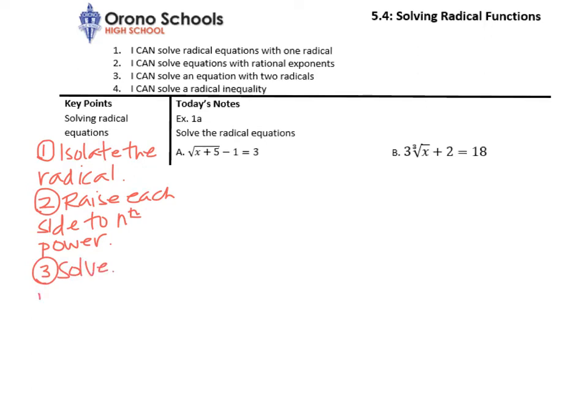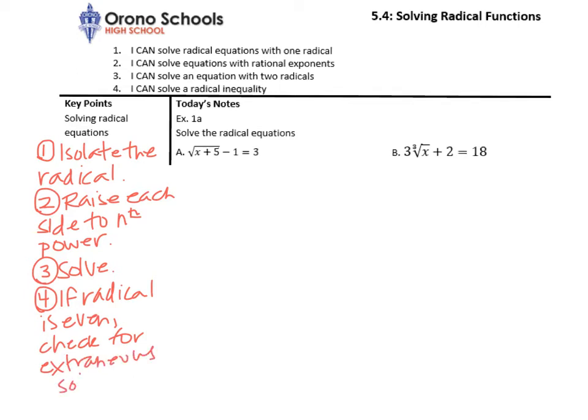Checking for extraneous solutions is only required for an even root. So if the radical is even, check for extraneous solutions. And I'll show you what that means with examples.